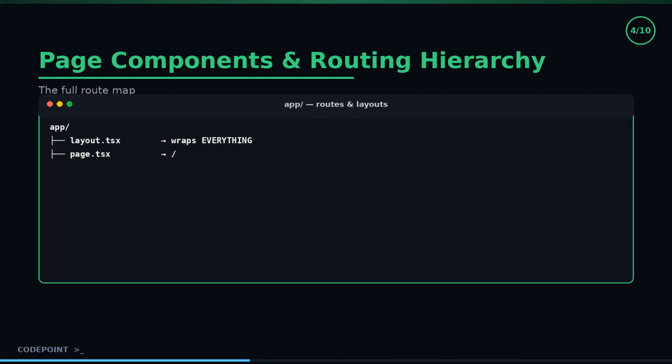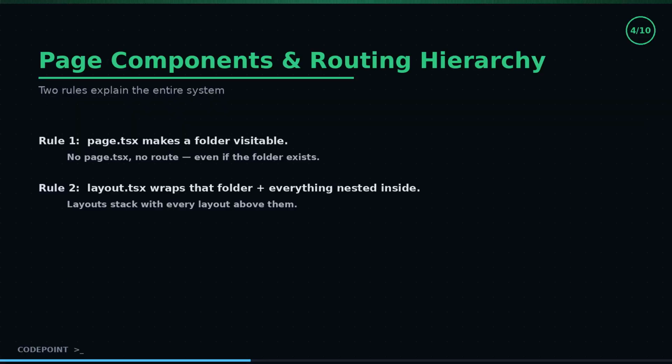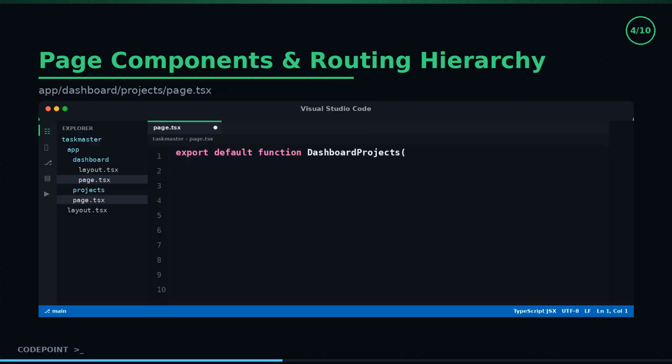Page components and routing hierarchy. Let's zoom out and build the mental model properly, because this is the part that trips people up. layout.tsx wraps everything. page.tsx is the home page at the root. Then under projects, page.tsx is /projects. Under dashboard, layout.tsx wraps everything under dashboard. page.tsx is /dashboard, and dashboard/projects/page.tsx is /dashboard/projects. Two rules explain the entire system. Rule 1. page.tsx makes a folder visitable. No page.tsx, no route, even if the folder exists. Rule 2. layout.tsx wraps that folder and everything nested inside it, stacking with every layout above it.